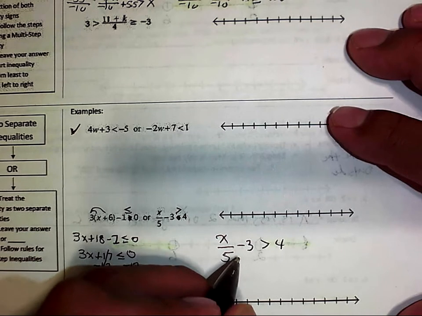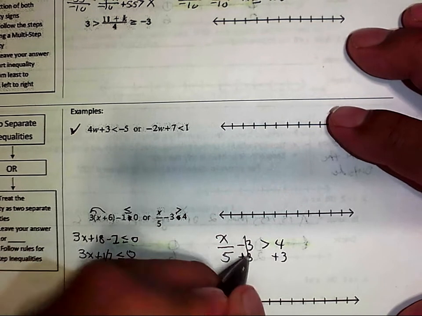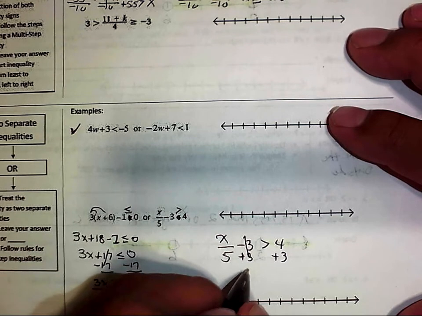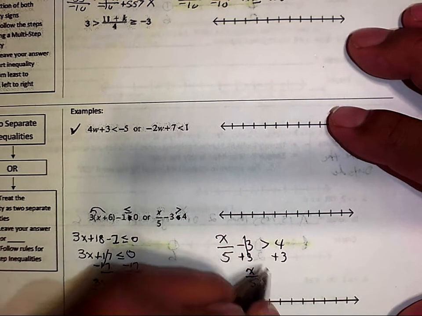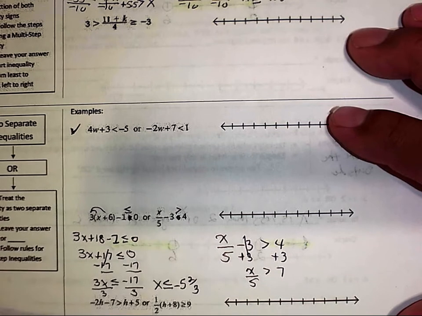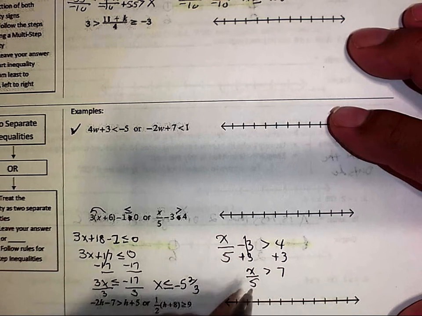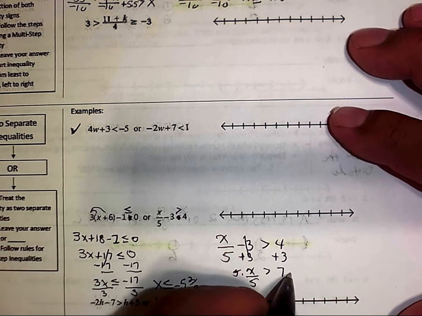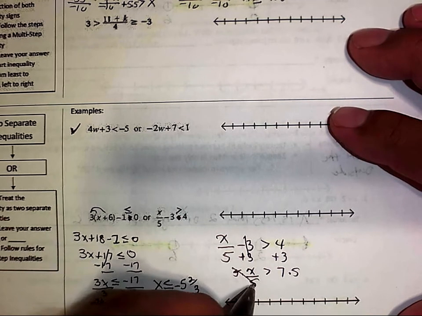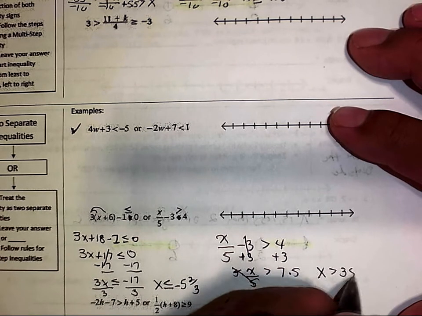How do we get rid of minus 3? Well, plus 3. Cancel. What do we have? x over 5 is greater than 7. Now, I want to leave x by itself, so I'm dividing. What is the opposite of dividing? Multiply. So I multiply by 5. Cancel, remember, because it becomes a 1. So guess what? x is greater than 35.